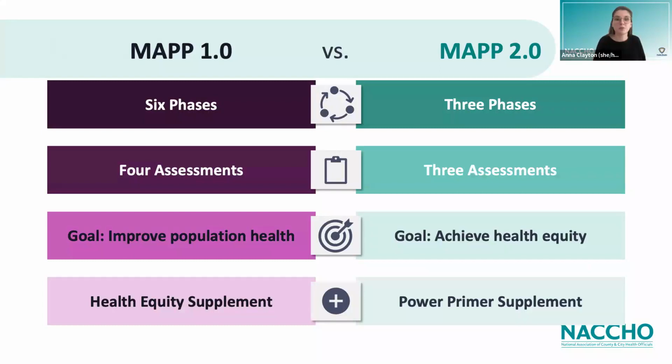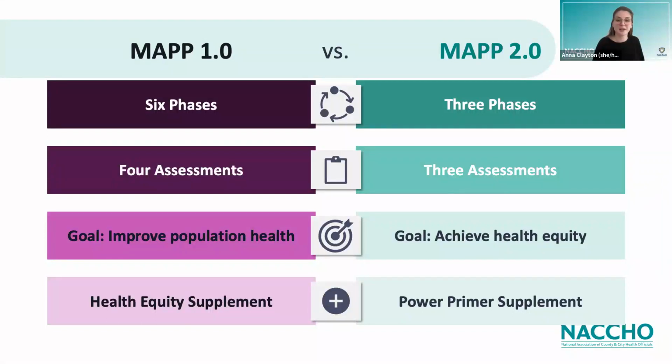For those of you who may be familiar with MAPP 1.0, or if you're new, this is a summary slide of the major changes that have been made to the framework. MAPP 2.0 outlines the same general process as MAPP 1.0, from convening partners to conducting an assessment to developing and implementing a community or tribal health improvement plan. However, it includes much more detailed guidance, new tools and resources, and a greater focus on health equity.